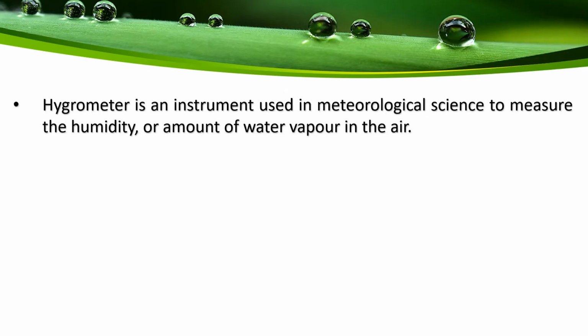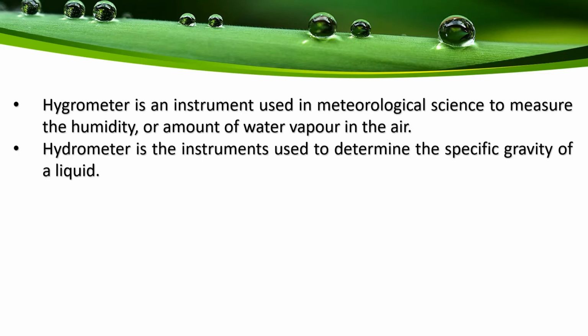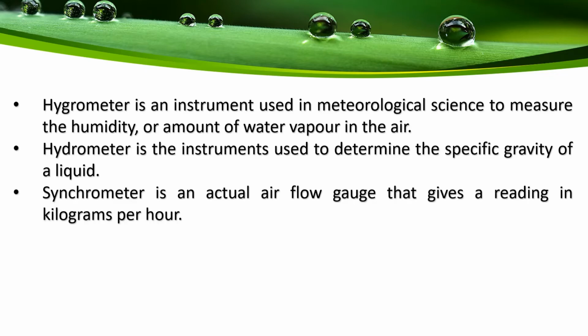Hygrometer. Hygrometer is an instrument used in meteorological science to measure the humidity or amount of water vapor in the air. Wala lang masyadong explanation, tandaan nyo lang. Basta humidity or water vapor sa air, hygrometer ang ginagamit. Ang hydrometer naman, specific gravity ng liquid ang kanyang mini-measure. Ang synchrometer naman is ginagamit siya para ma-measure ang kilograms per hour ng airflow.